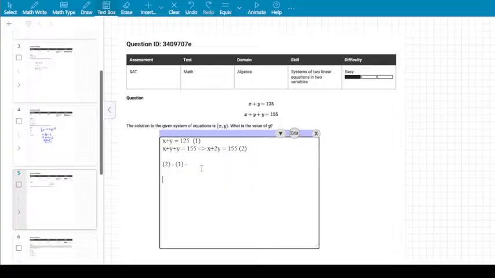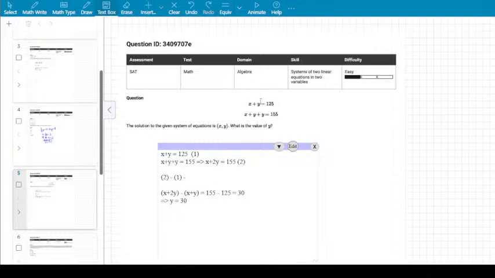So we'll get x plus 2y minus x plus y is equal to 155 minus 125 is equal to 30. So this will be x plus 2y minus x minus y, which will be y is equal to 30. So this is our answer. Y is equal to 30.